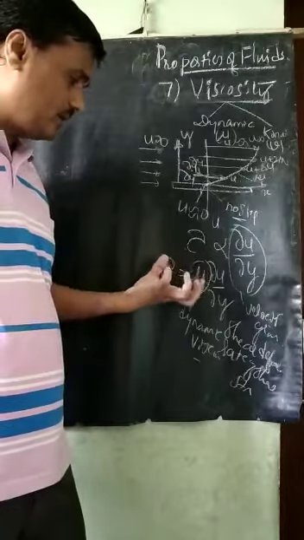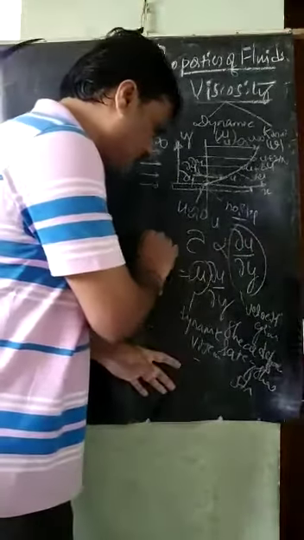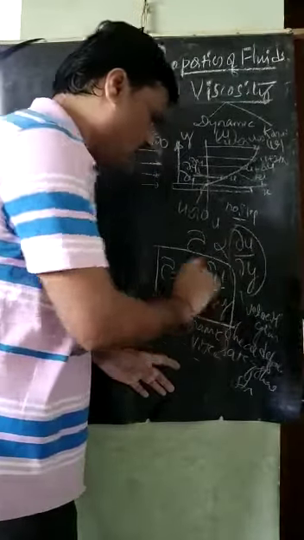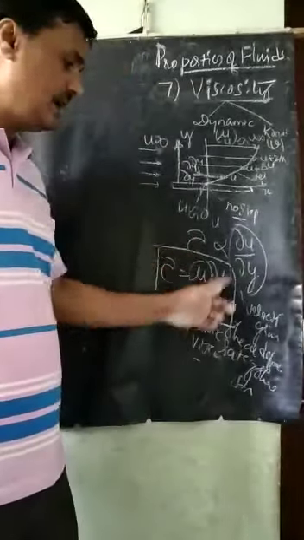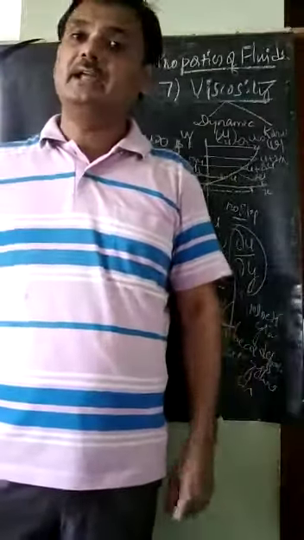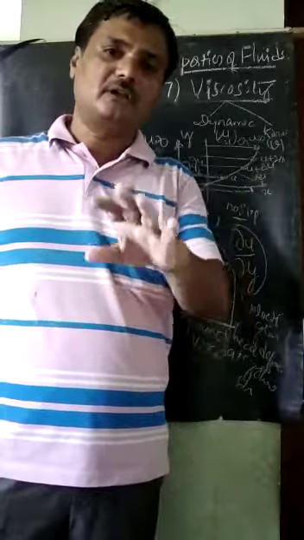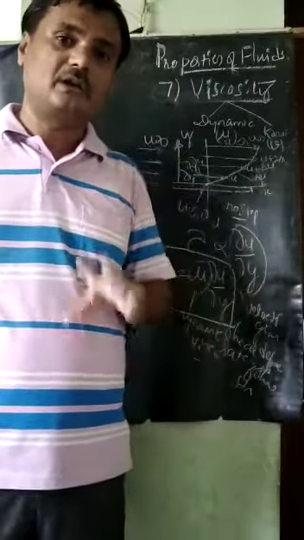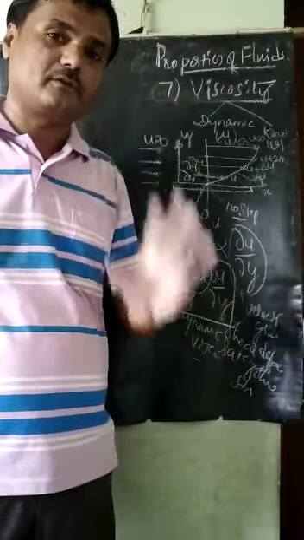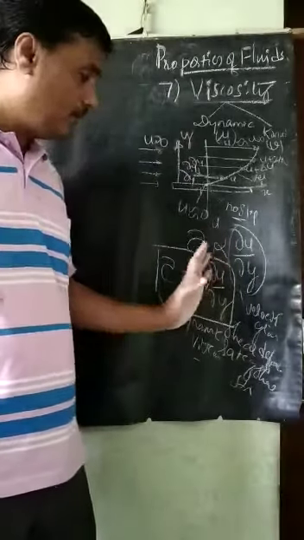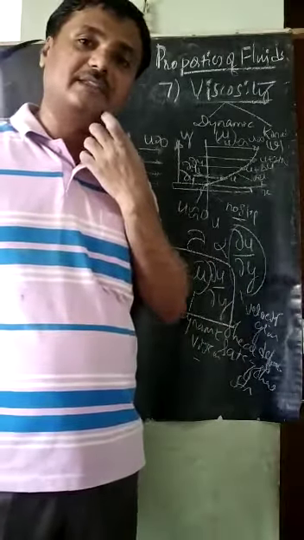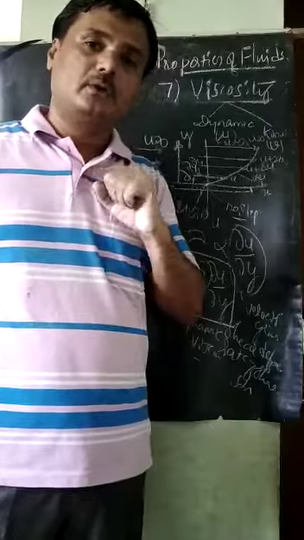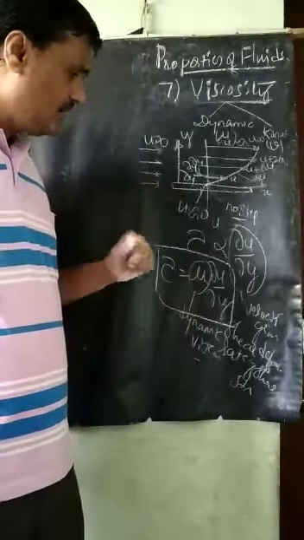How to understand? This is very important: the relation we are getting here, where shear stress is directly proportional to the velocity gradient. The proportionality constant is called the dynamic viscosity, or viscosity. A very important relation. So next, is there any unit for this?